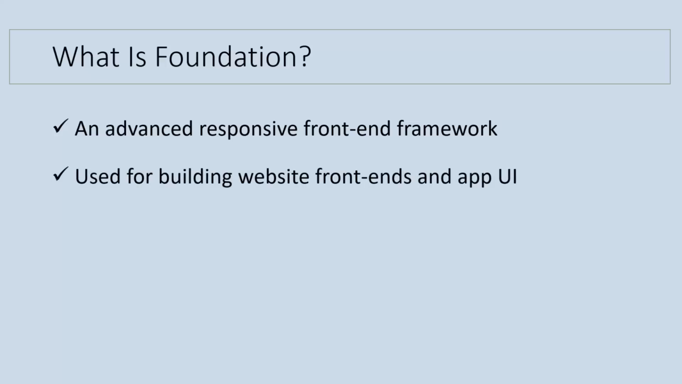It's used for building website front ends as well as user interfaces for web and mobile applications, so things like menus, buttons, lists, and so on. Foundation uses a mobile-first design, which means it was created with smaller screen sizes in mind first and then tweaked for larger screen sizes. And Twitter Bootstrap has the same design pattern.